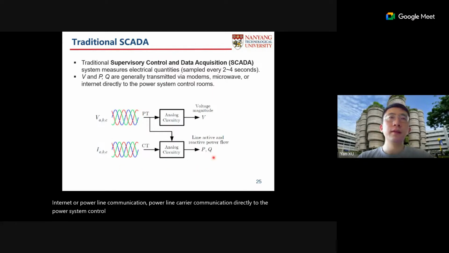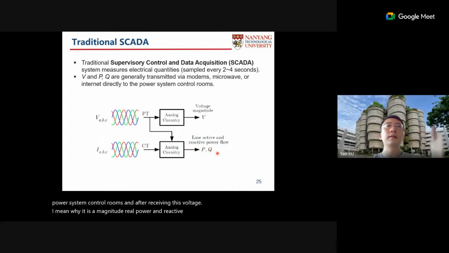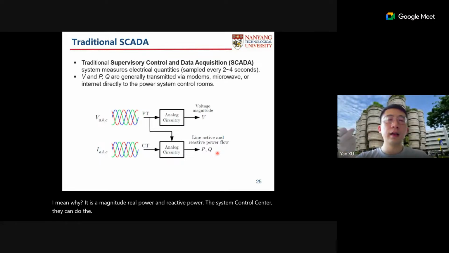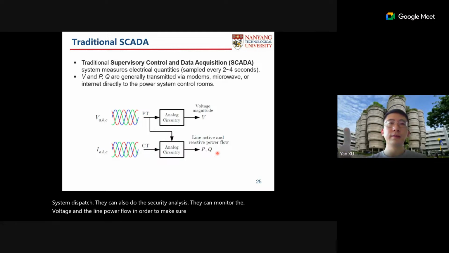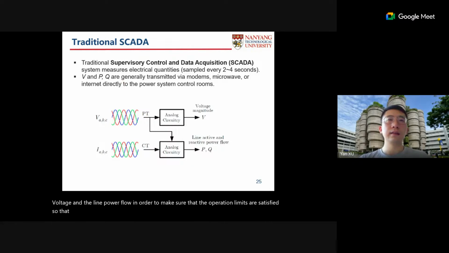After receiving the voltage magnitude, real power, and reactive power, the system control center can do the system dispatch. They can also do the security analysis. They can monitor the voltage and the line power flow in order to make sure that the operation limits are satisfied. So that is how the SCADA system is applied.